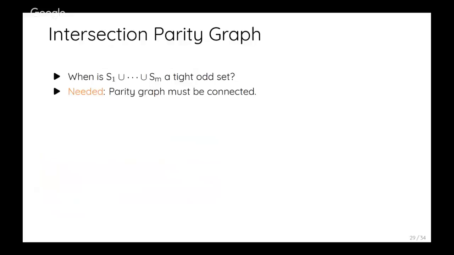So there are two things that basically prevent you from doing this. One is that if my graph is disconnected, then I can no longer do this, and I can never take the union of two things from two different connected components, because there would never be an edge between any sets I get from one connected component and any set I get from another connected component. So this is needed. There is also one other thing which is needed, which is that this union, if I want it to be an odd tight set, it better be odd, right? So the parity of this union is basically the same as the parity of the number of edges plus the number of vertices of my graph. This is a standard parity argument. So this is also needed for the whole union to be a tight odd set.